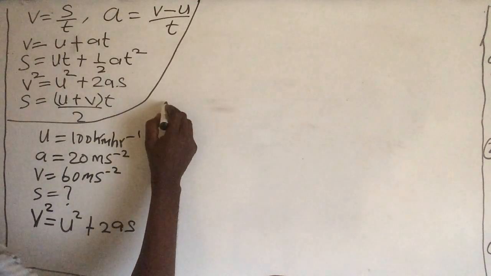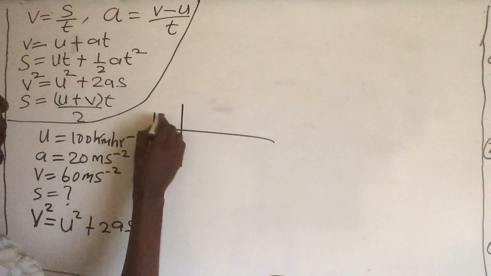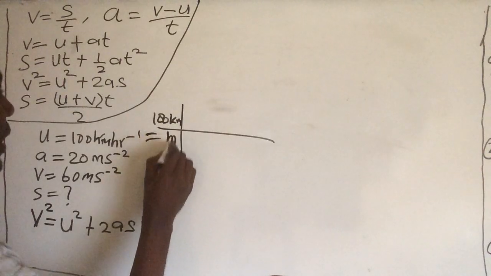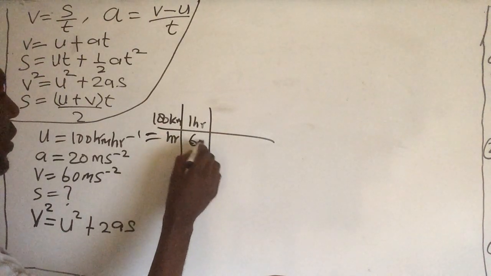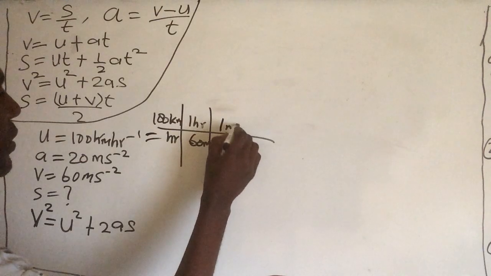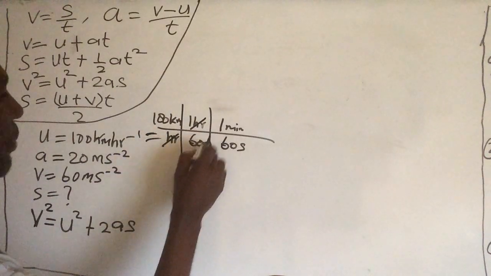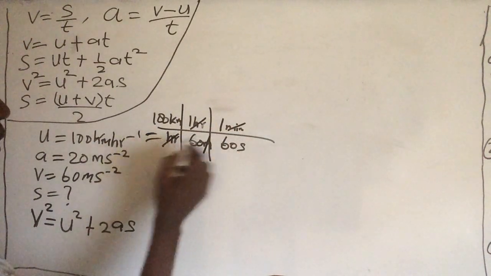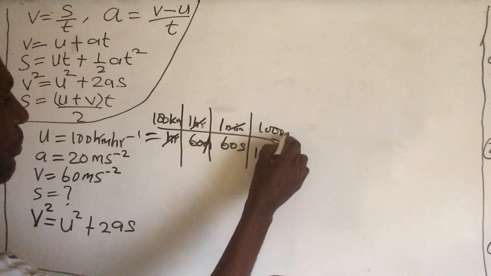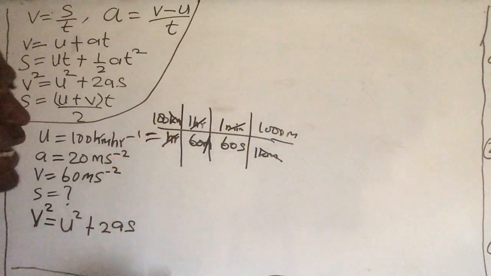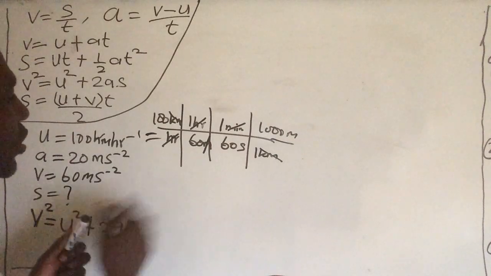Now you see, you change it like this. Draw two lines, 100 kilometer over hour. 1 hour is what in minutes? 60 minutes. Then 1 minute is what? 60 seconds. Now, hour cancels hour, minutes cancel minutes, and here 1 kilometer is 1,000 meter. Kilometer cancels kilometer. I treated this conversion separately in my video. You can check it.